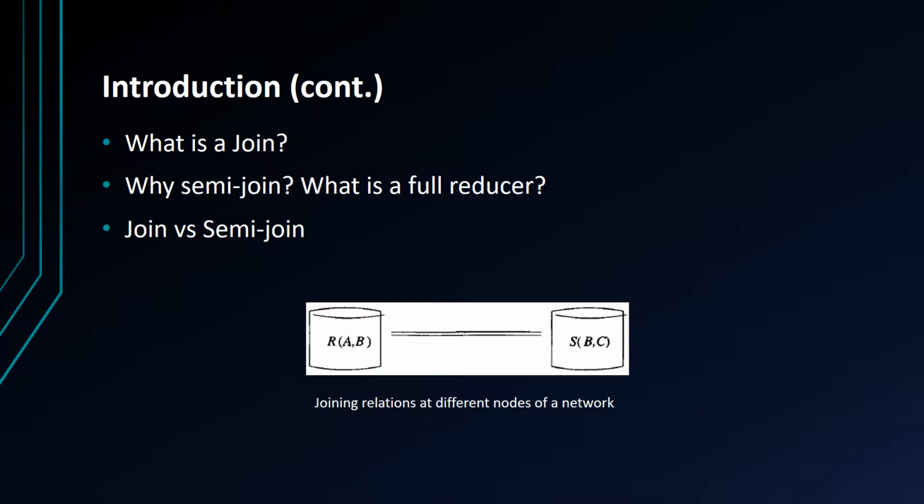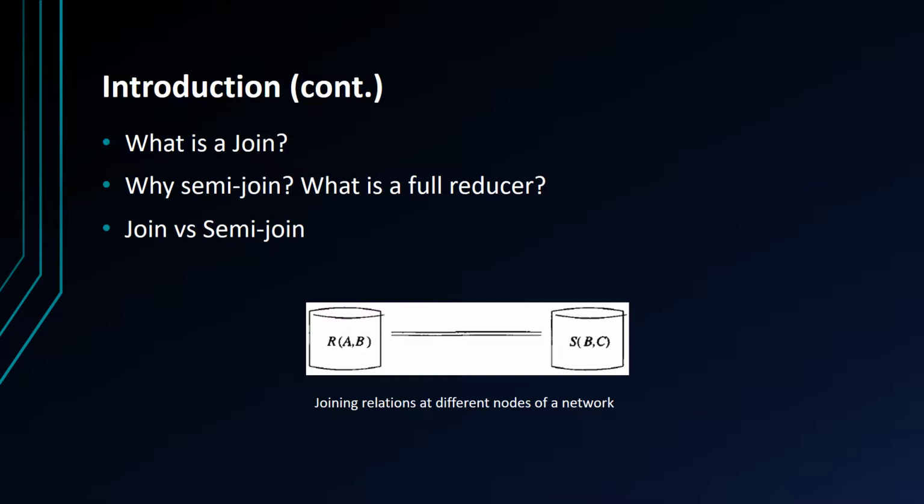Okay, now what is a semi join? A semi join is nothing but an inner join, but a projection operation is done before the inner join part. Like if we have one relation R with two attributes A, B, and another relation S with two attributes B, C, we can see that B is the common attribute between them. Suppose we assume that the join between R and S is going to take place at the R site.